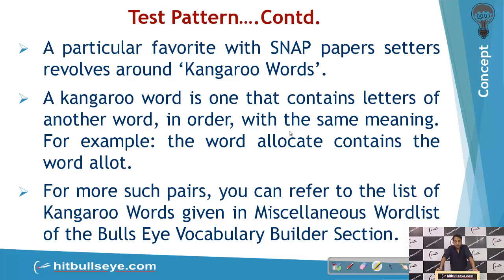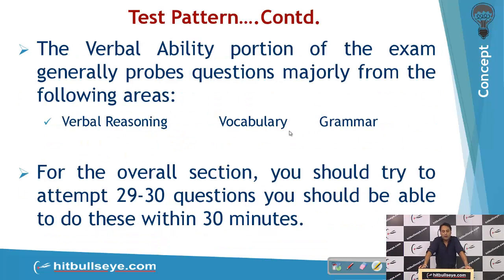A particular favorite with SNAP paper setters revolves around kangaroo words. A kangaroo word is one that contains letters of another word in order with the same meaning. For example, the word allocate contains the word allot. For more such pairs, you can refer to the list of kangaroo words given in the miscellaneous word list of the Bullseye Vocabulary Builder section.